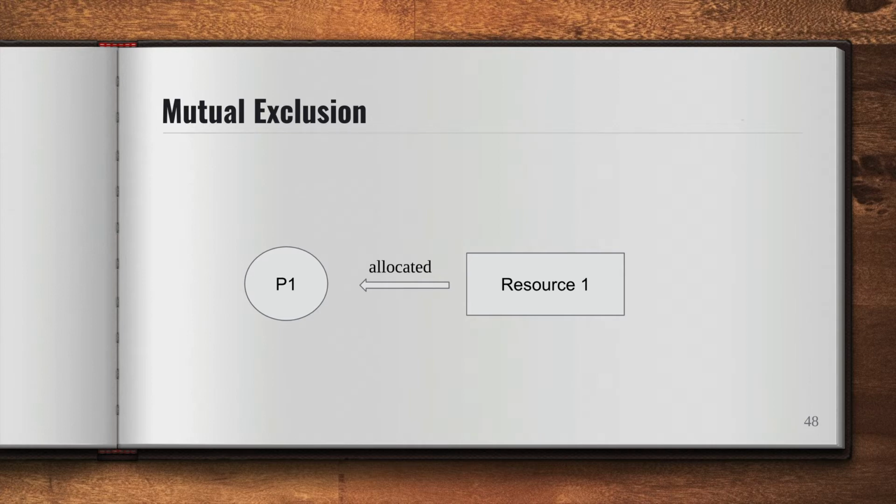I believe we have already discussed mutual exclusion several times, and it really means that one resource should be allocated to only one process at a time, which means no 2 processes can have the same resource. If the second process wants the same resource, then it needs to wait for the first process to finish its execution and release it voluntarily.